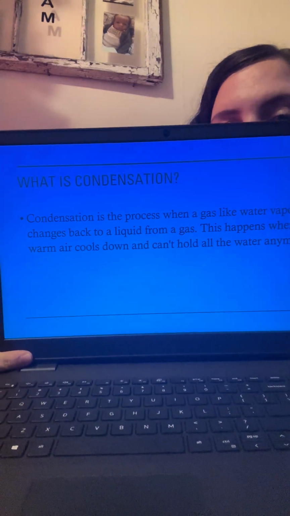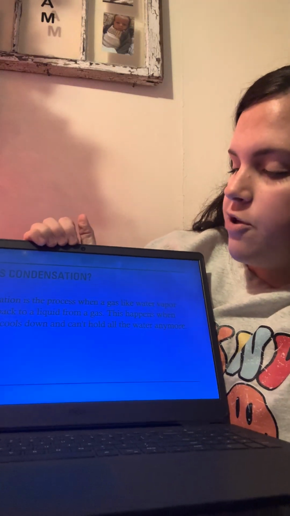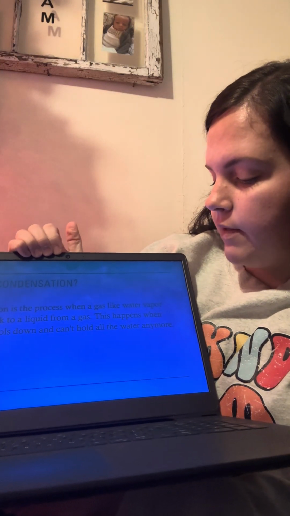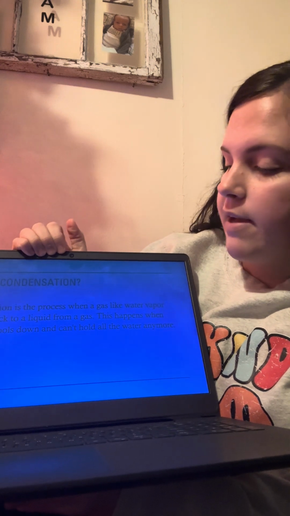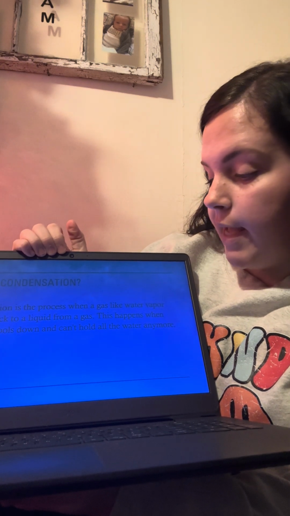What is condensation? Condensation is the process when a gas, like water vapor, changes back into a liquid. This happens when warm air cools down and can't hold all the water anymore.